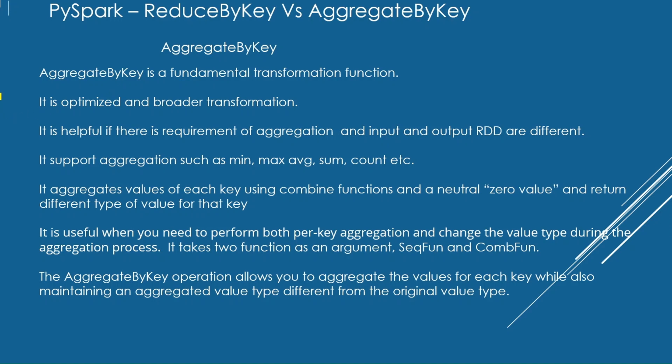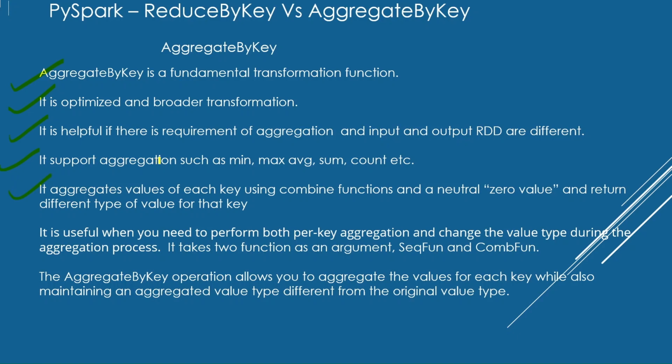Let's talk about aggregate by key. Aggregate by key is a fundamental transformation function. It is an optimized and broader transformation. It is helpful if there is a requirement of aggregation and the input and output RDDs are different. It supports aggregations such as min, max, average, sum, count, and many more.